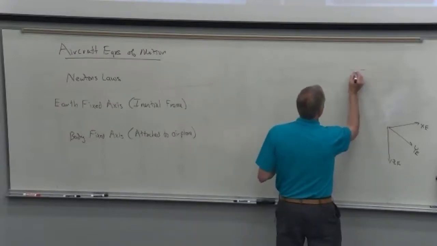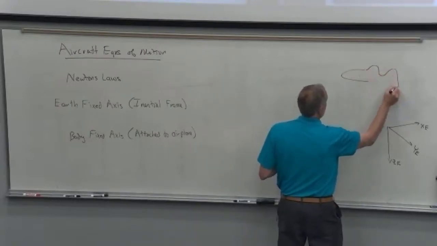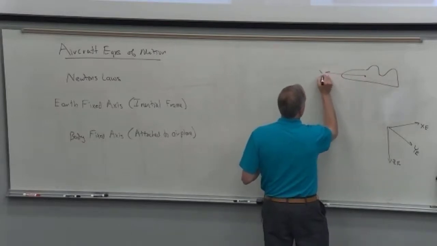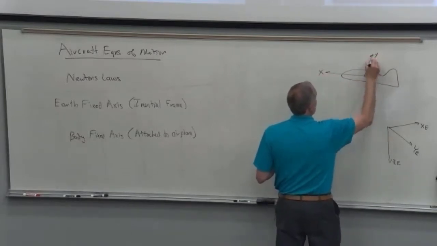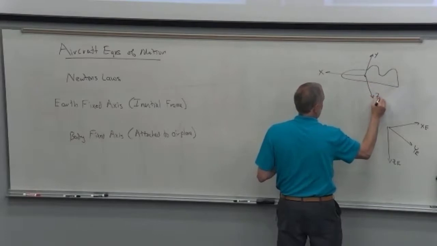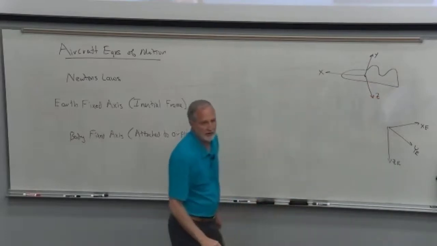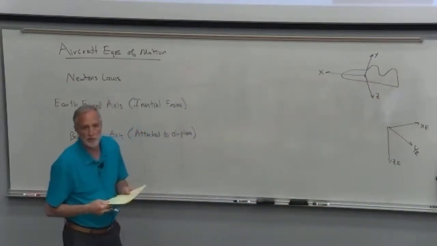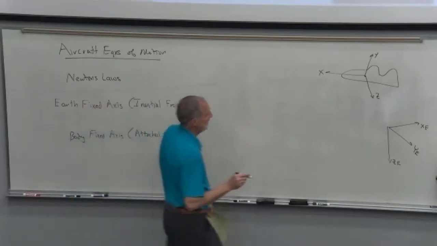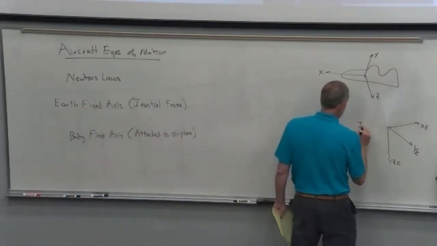And then up here we have an airplane with its own X, Y, Z body fixed axis, and that can rotate and move with the airplane. So this is non-inertial. This thing is inertial.